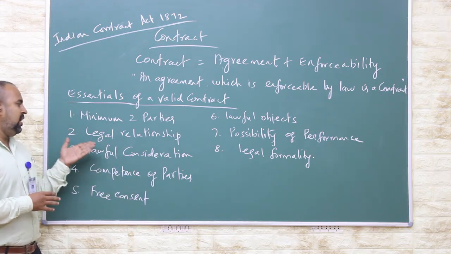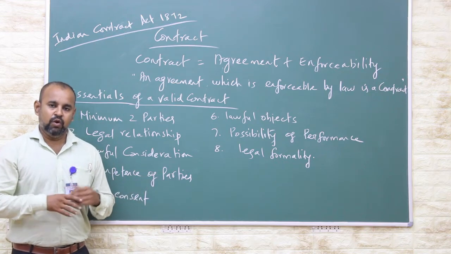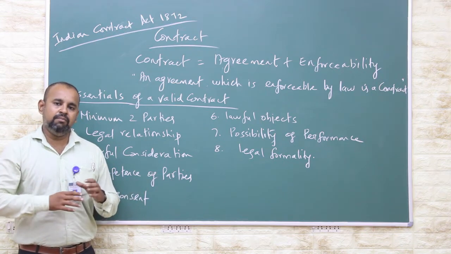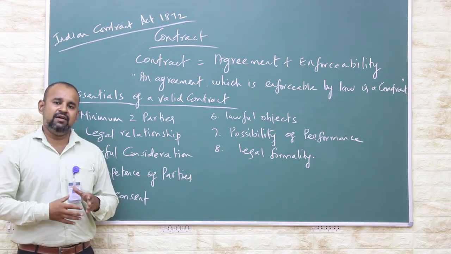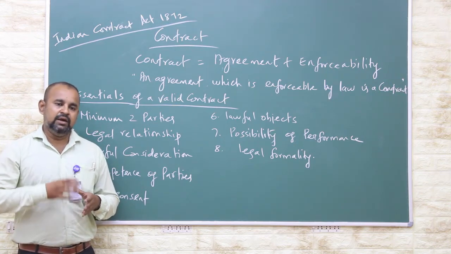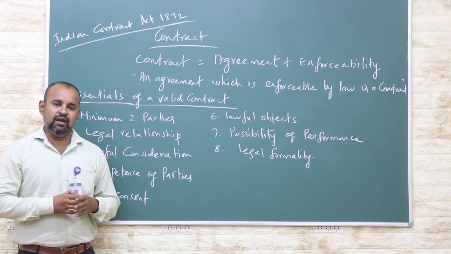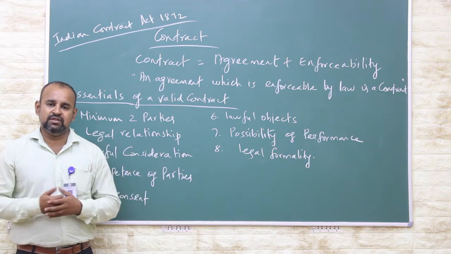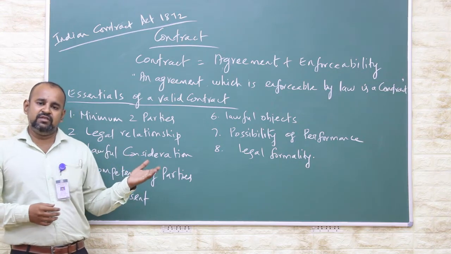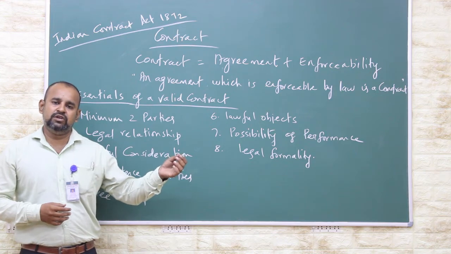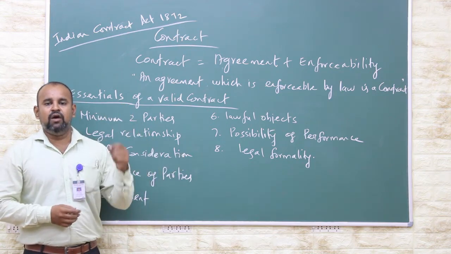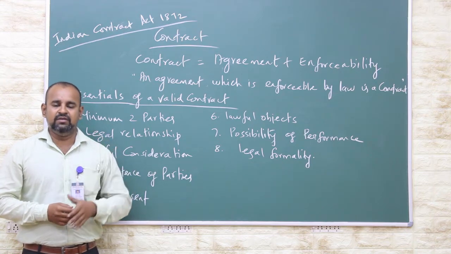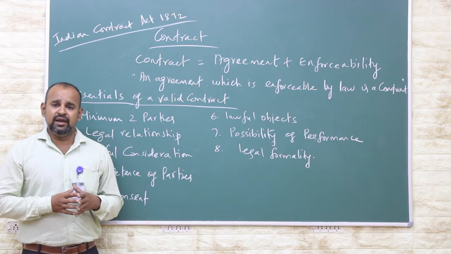And next one is legal relationship. What do you mean by legal relationship? It should be a relationship by law. So the 2 persons should do a legal business, a business which is by law. We have classified many businesses out there. Legal relationship means the 2 parties should fulfill a minimum of basic elements.